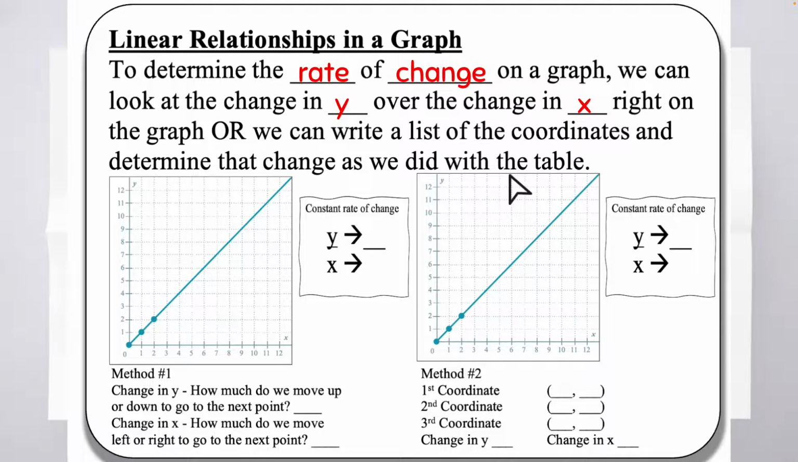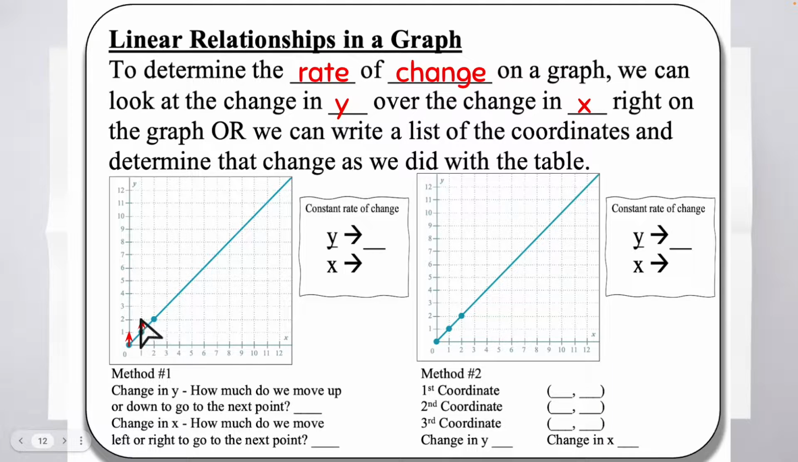So first we're going to look at the graph. If they give us the graph, it's pretty darn easy. We're just going to look at the change in y. How much do we move up or down to go to the next point? If I look at this point here, how much am I moving up to go from this point to the next line where this one lands? I'm going up 1, and from this one I'm going up 1.